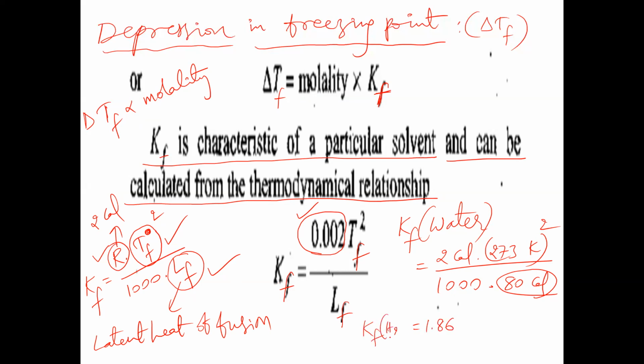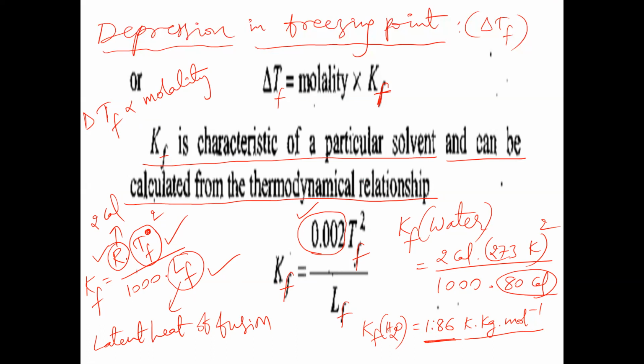KF of the solvent water is equal to 1.86 Kelvin kg mole inverse. What is the unit of KF? Kelvin kg mole inverse. The unit of KB is also Kelvin kg mole inverse. So KF of water is equal to 1.86. This KF is called the cryoscopic constant, otherwise the molar depression constant. So this 1.86 value we have to remember.